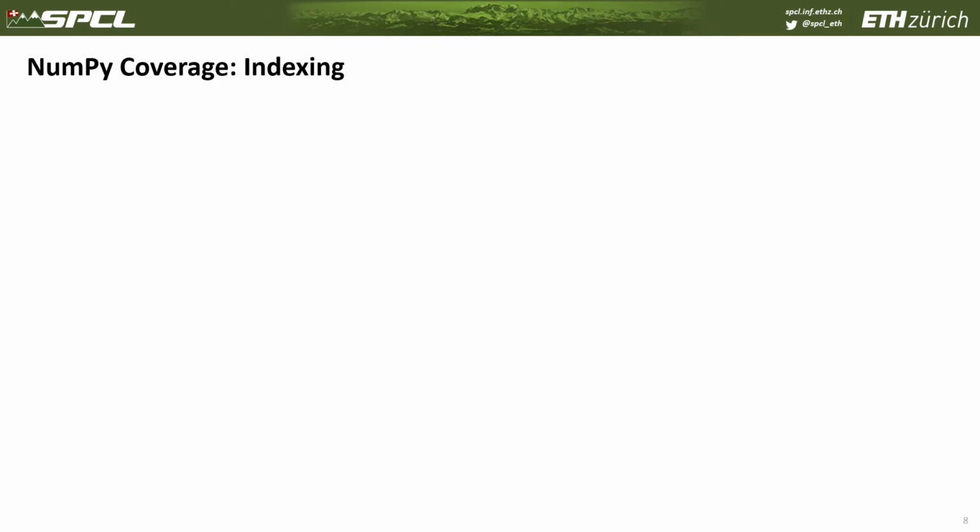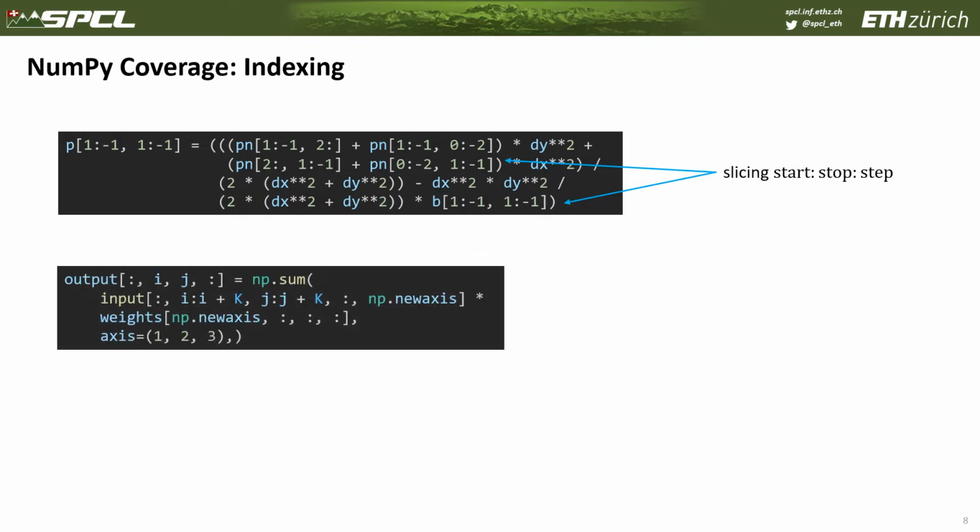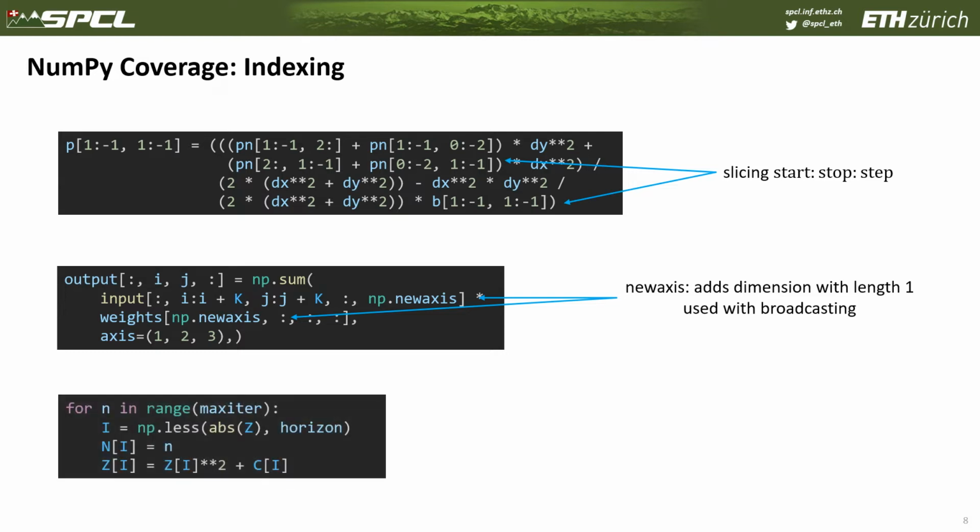An important aspect of NumPy syntax is indexing. How exactly do we access data of NumPy arrays? We start with simple indexing, where we can slice an array with a triple start-stop-step, where any of these parameters can be missing or even be a negative number. There are also specialized keywords, for example, newaxis, which adds a dimension of size 1 to an array, and when combined with broadcasting, it can assist in implementing complicated operations in a single statement. Finally, we have advanced indexing, where we use Boolean or integer arrays to index into another array.